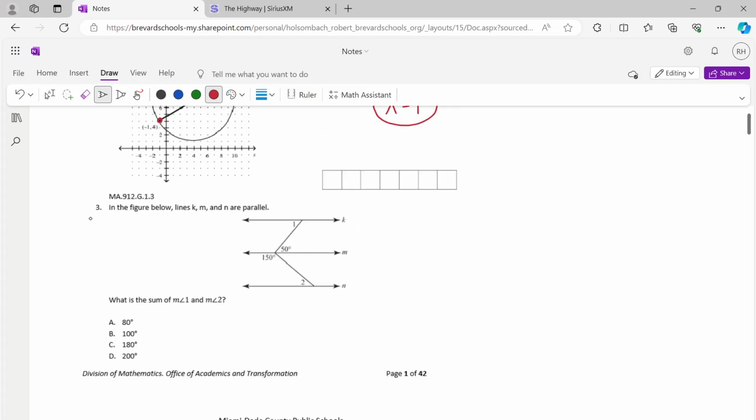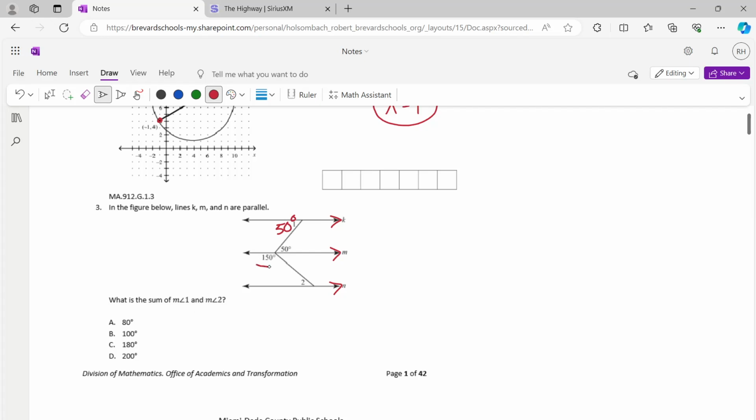In problem number 3, in the figure below, lines K, M, and N are parallel. So K, M, N, they're all parallel. That makes these diagonal lines transversals. Okay? Now, if these diagonal lines are transversals, then angle 1 and this 50-degree angle are alternate interior angles, which makes this 50 degrees.